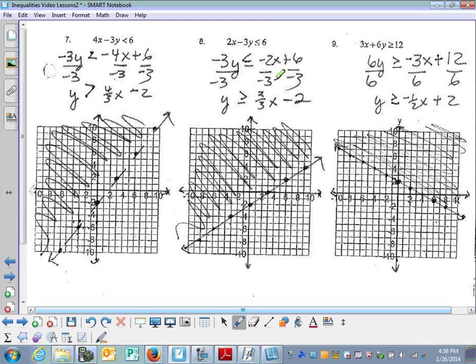So 7, 8, and 9 are written in standard form. So in order for this to work, I need to have the y isolated. So on number 7, I ended up with y is greater than. So here's the line meeting the y-axis, so I'm going to shade, y is getting bigger, above the line. Y again is getting bigger, I'm shading above the line. Again, y is getting bigger, above the line.